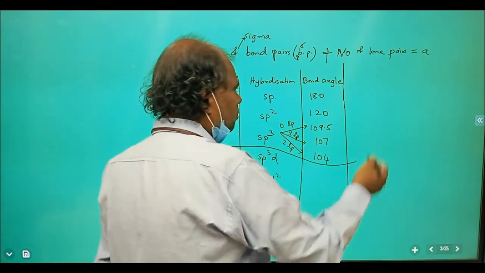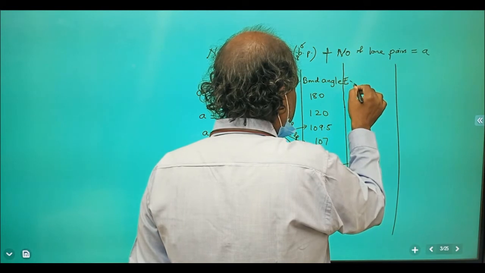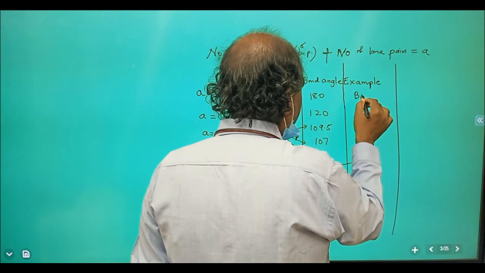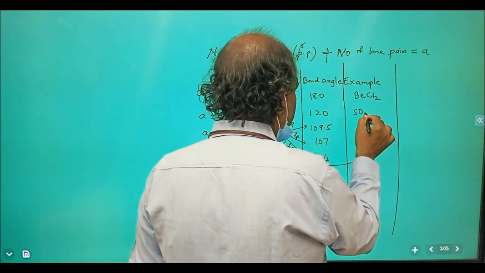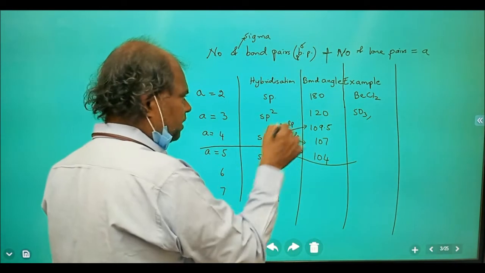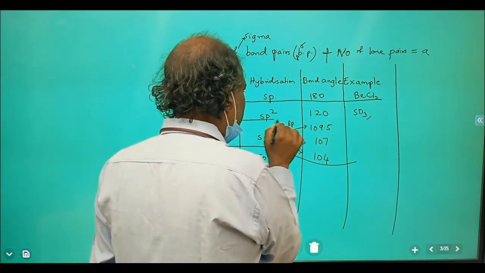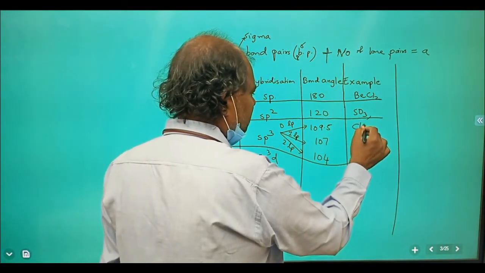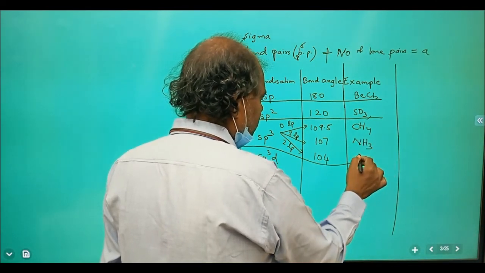Right? And also remember the examples. The example for SP is beryllium chloride. The example for SP2 is SO3. Okay, fine. So make a table like this. It will be highly helpful for your exam. If you remember this table, I think you have studied everything. Methane, ammonia, water.